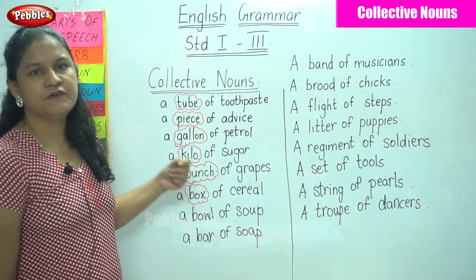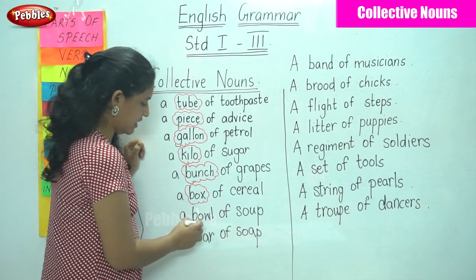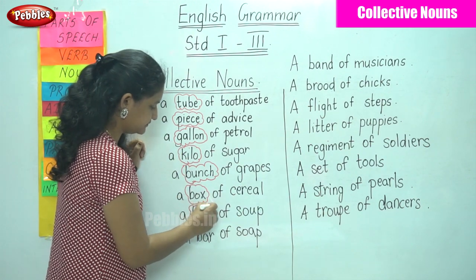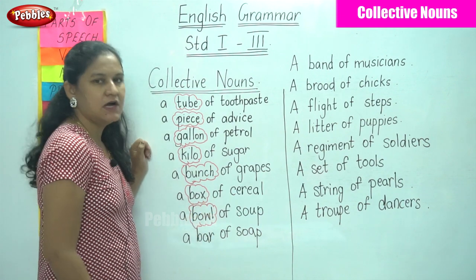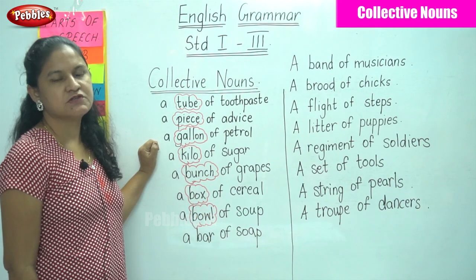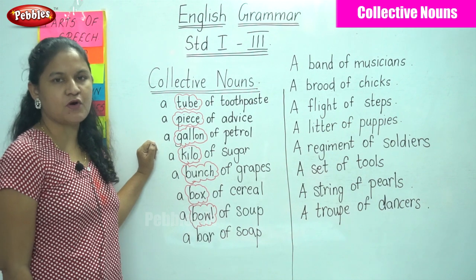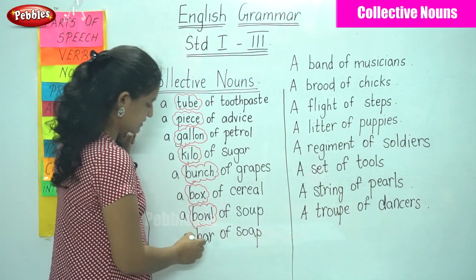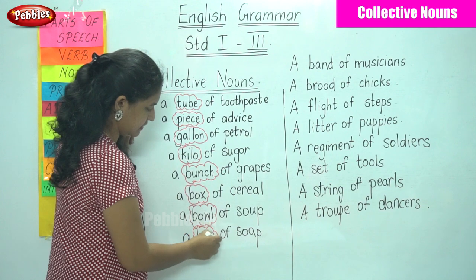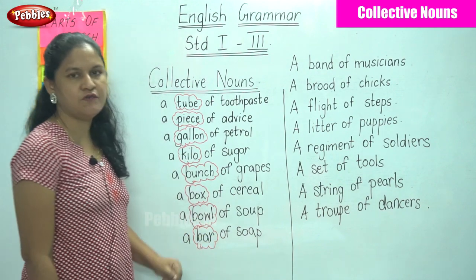A bowl of soup. So I am drinking a bowl of soup. A bar of soap. So we say either a bar of soap or a bar of chocolate. So the collective noun is a bar of soap.